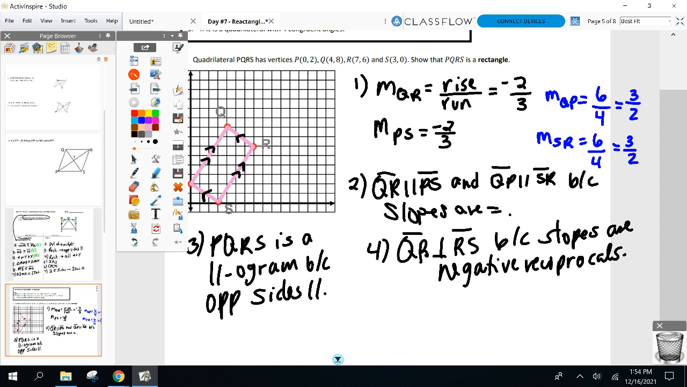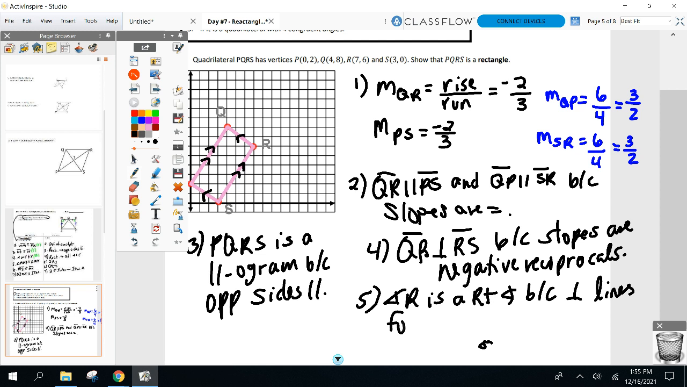And then pretend this is statements and reasons now. You know the lines are perpendicular. What happens usually next? If I know two lines are perpendicular, what do I usually say next? Where though? I can't say any right angle here. QR and RS form a right angle where? Where's my right angle if I pick QR and RS? There you go. Angle R is a right angle because perpendicular lines form right angles.